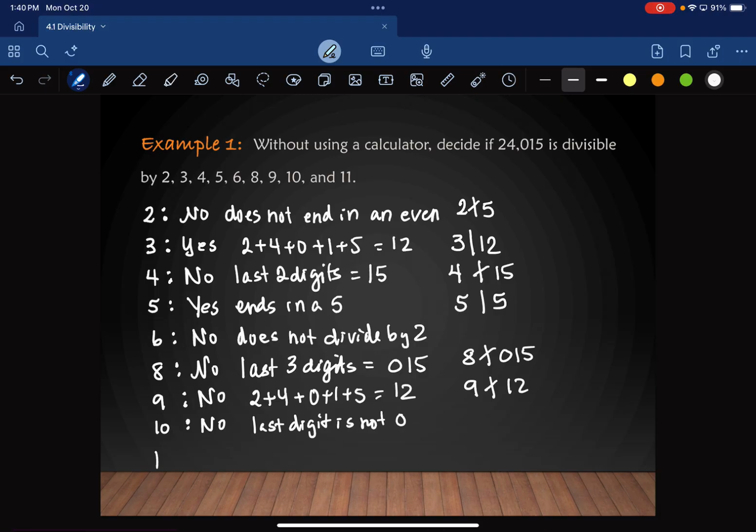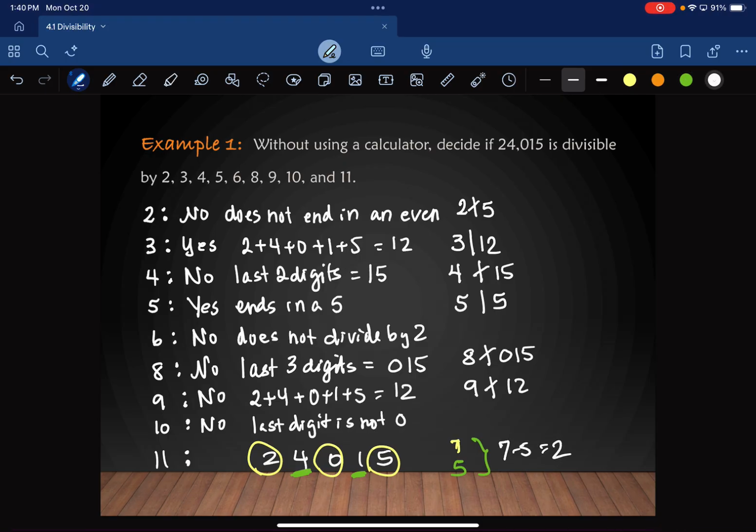And then our last one, 11, which remember 11 feels awkward, but I'm going to write this down. So we had 2, 4, 0, 1, 5. So we're going to circle every other one. 2, 0, and 5 add to what? 7. And 4 and 1 add to 5. And if I subtract these, just so that I get a positive, right? 7 minus 5, I get 2.